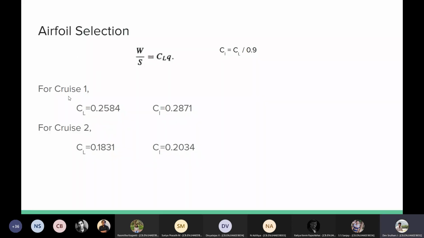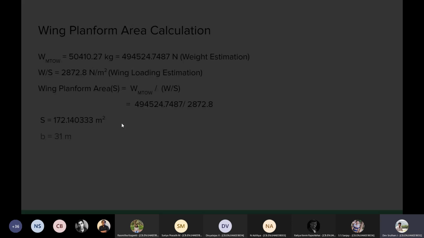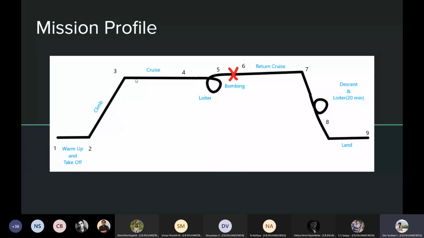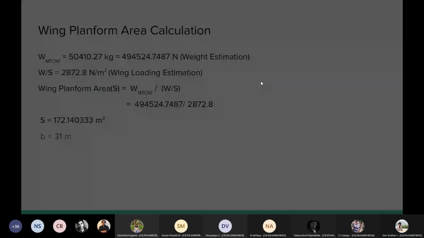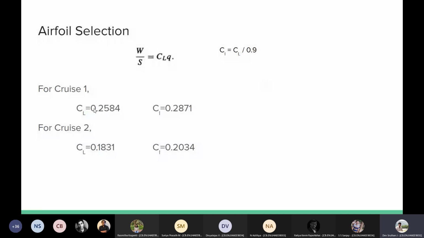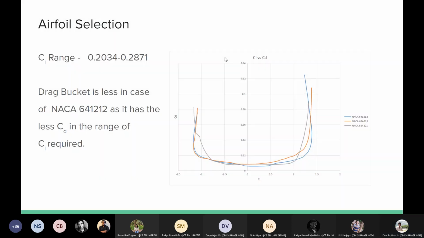Airfoil selection. There are two cruise levels: cruise 1 and return cruise. For the different cruises, we found our different two-dimensional lift coefficients using the above formula. And next, we have a CL range from 0.2034 to 0.2871.